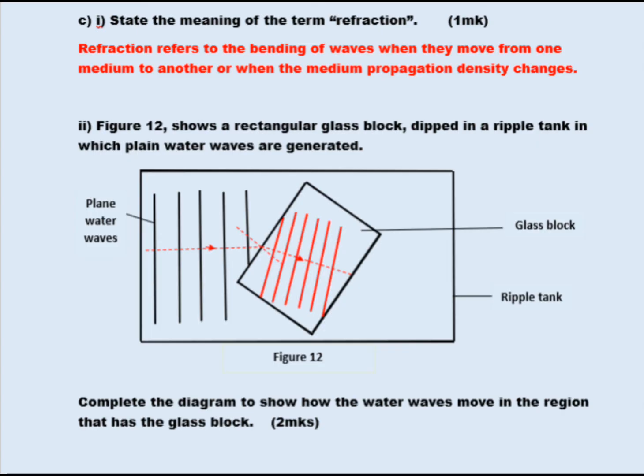Complete the diagram to show how the water waves move in the region that has the glass block. So you can see that it is towards the normal, and again the wavelengths have reduced and also bent towards the normal. Once you draw the wavefront, that is the dotted line with an arrow, then you draw the waves perpendicular to the wavefront. But of course now you must also ensure that you know whether the wavelength has increased or decreased.